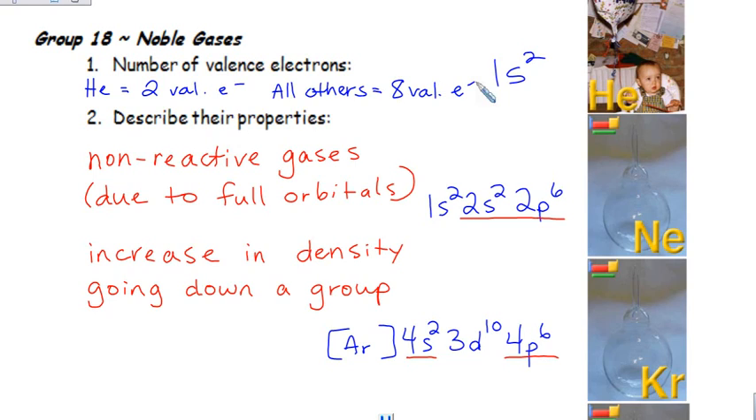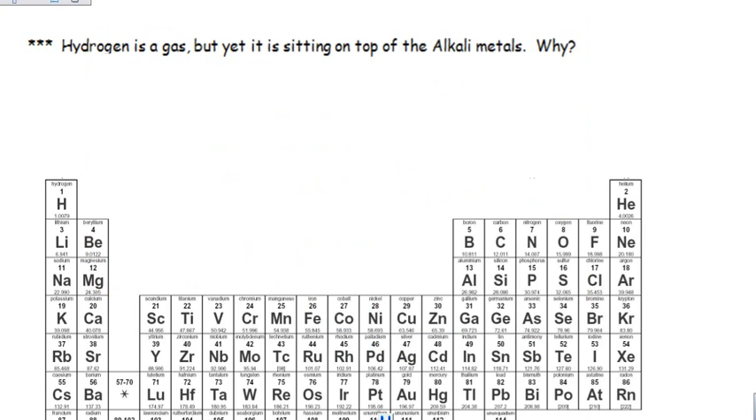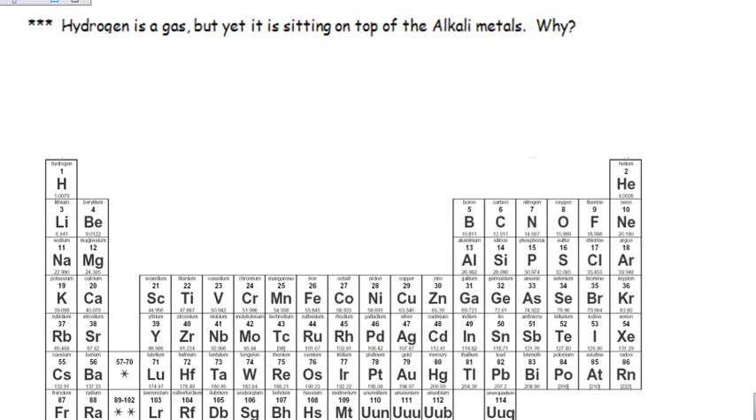There's another element that has a similar issue. Hydrogen. Hydrogen is a gas, but yet on the periodic table he's sitting up on top of lithium. Wait a second, that doesn't match up. Hydrogen is not a highly reactive alkali metal, so why do we put hydrogen over in this area of the periodic table?